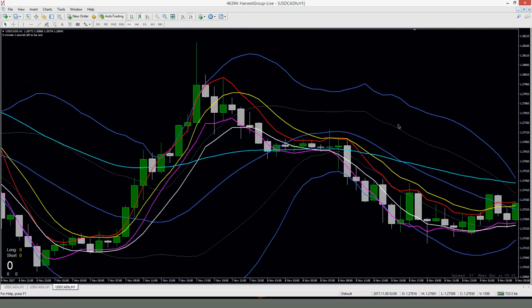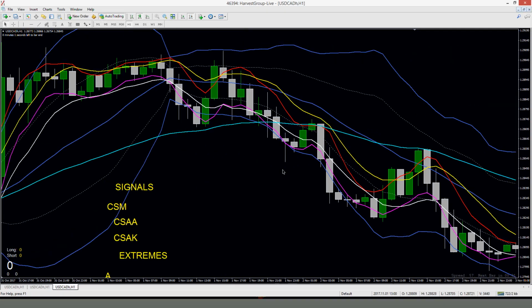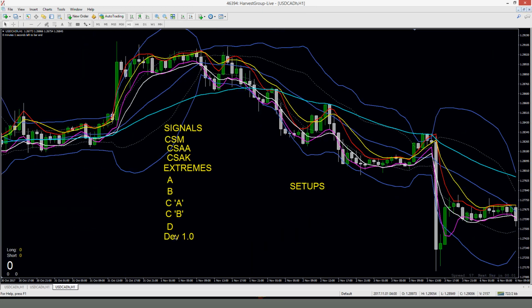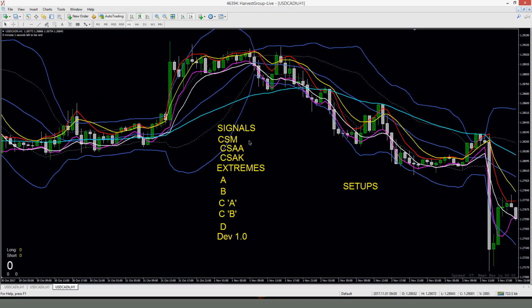Okay, so finally extreme deviation 1. Extreme deviation 1 is obviously whenever the candle rejects deviation 1 during sideways. So obviously this is sideways, so this is extreme deviation 1 over here. The candle couldn't manage to break through deviation 1. So this is extreme deviation 1.